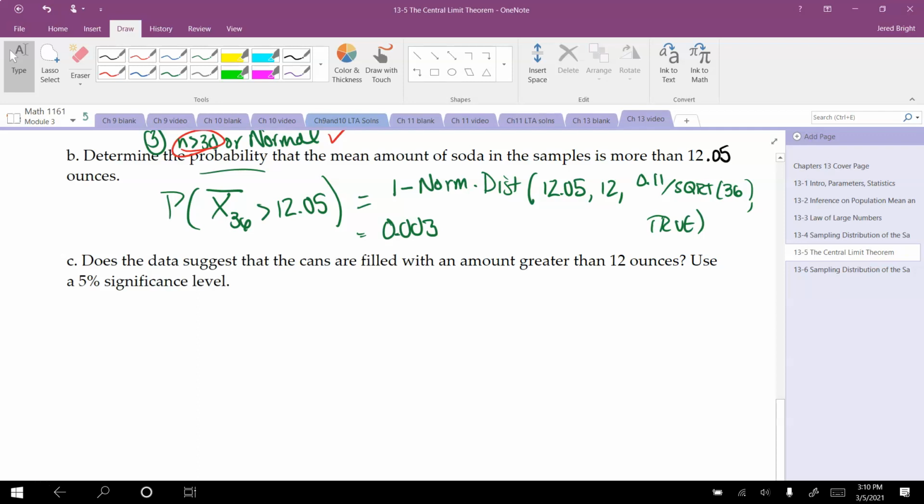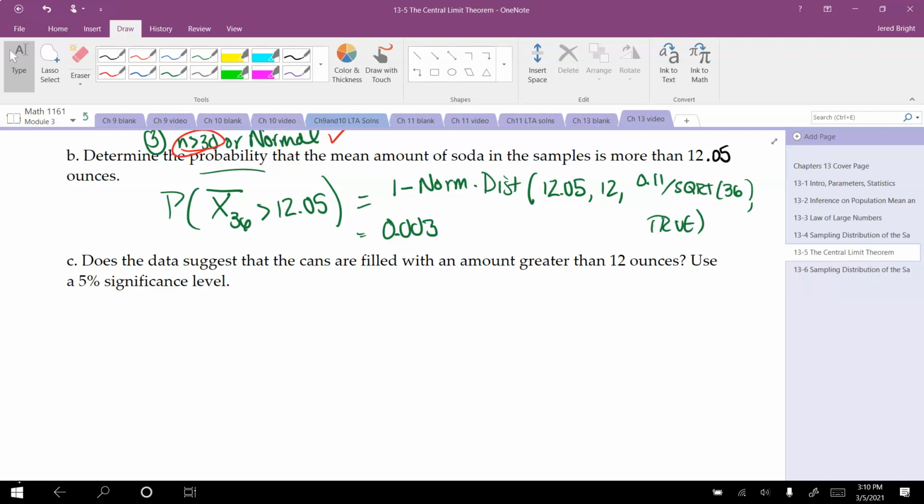And then part C, does the data suggest that the cans are filled with an amount greater than 12 ounces, using a 5% significance level? This one I included just as a challenge question, so I want you to respond to that. Remember that early on we talked about making decisions about reject or fail to reject based on comparing a p-value to an alpha value. So I'm going to let you draw your own conclusions there.